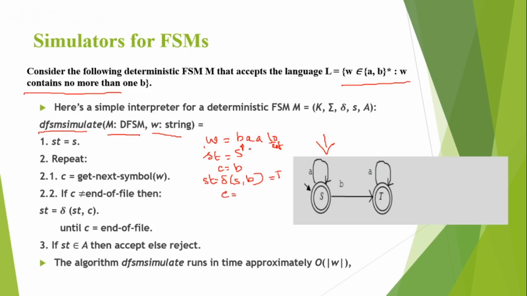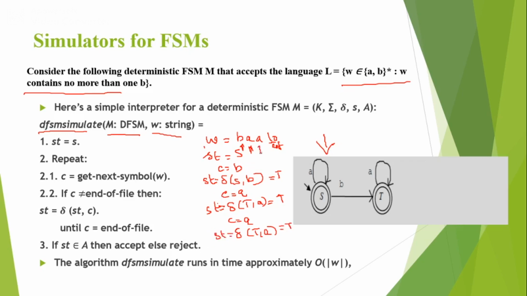Next C gets the character a. Again delta of T comma a is giving you T, and this will be updated on ST. After that, again we have a character in the file; it has not yet reached the end of file. This time the input is a again: delta of T comma a, current state T, input character a, gives T, which is updated on ST.